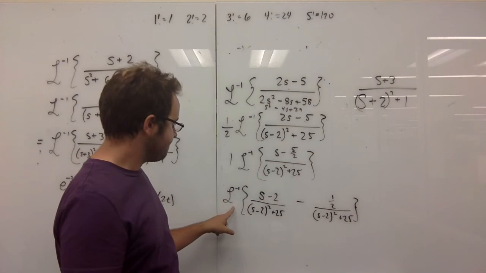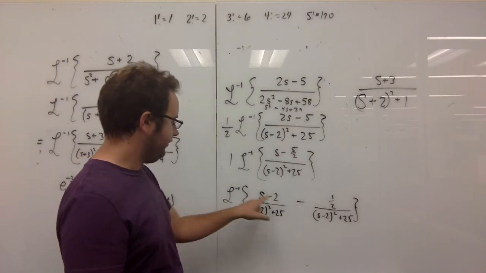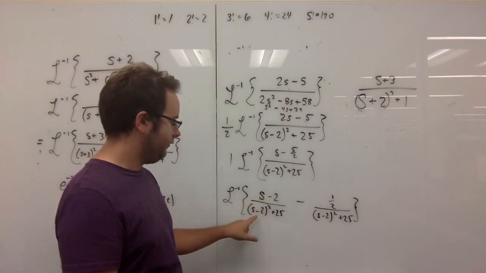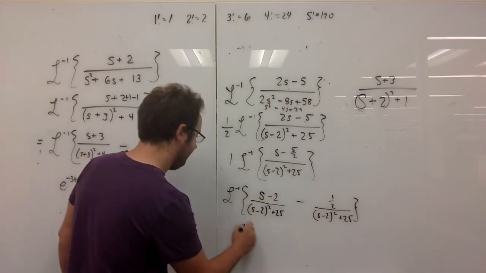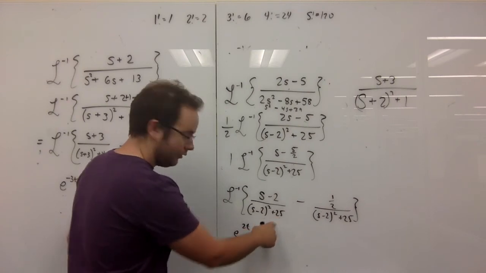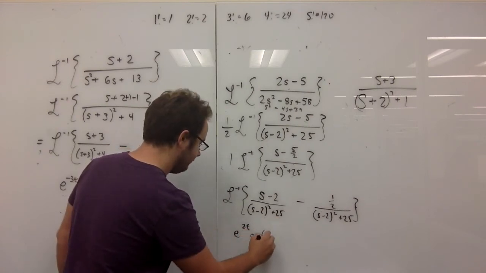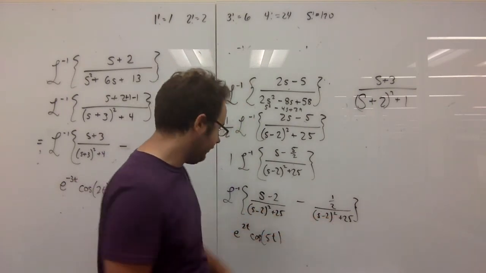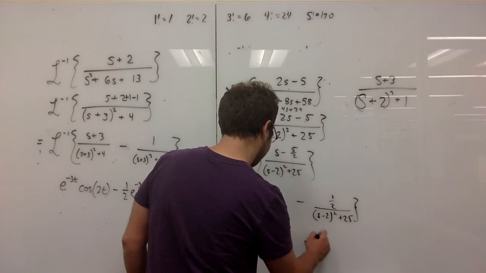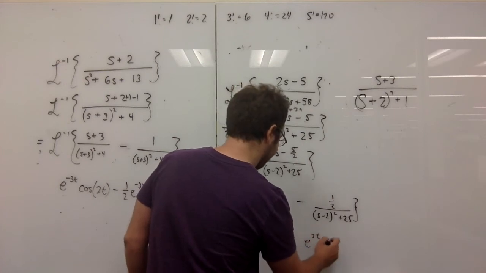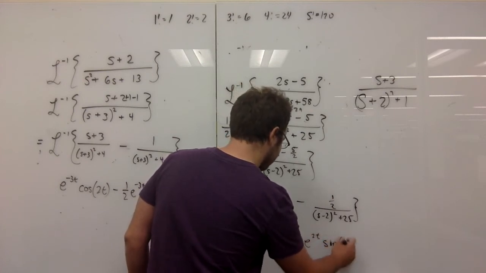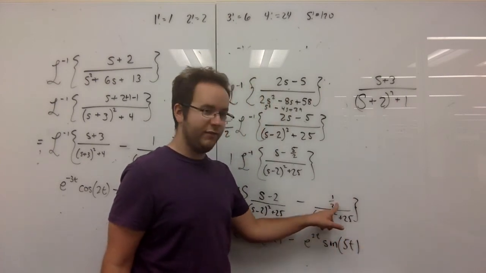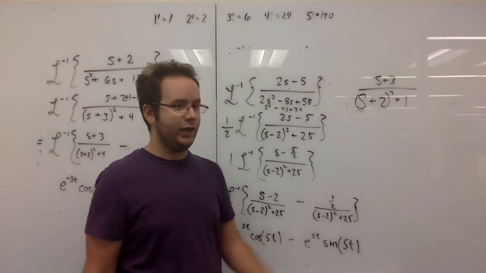Anyway, this is a cosine, right? E to the 2t, we have a shift of 2, times cosine of 5t, exactly. And over here, this is going to be another e to the 2t. Let's put a minus here. Sine of 5t. However, if it was sine of 5t, when we took the Laplace transform, what would it have produced? A 5. What do we have up top? 1/2. What do you multiply 5 by to get 1/2?